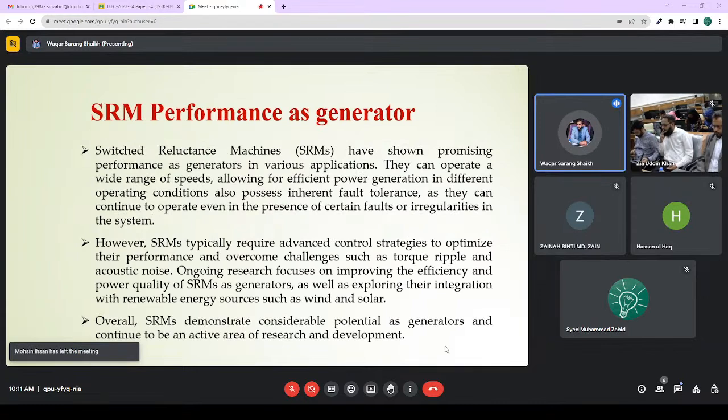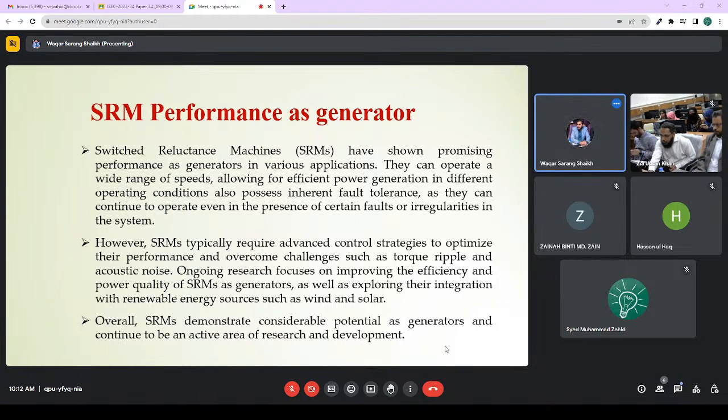Switch reluctance machine performance as generator. Switch reluctance machines have shown promising performance as generators in various applications. They can operate over a wide range of speeds, allowing for efficient power generation in different operating conditions. They also possess inherent fault tolerance, as they continue to operate even in the presence of certain faults or irregularities in the system.